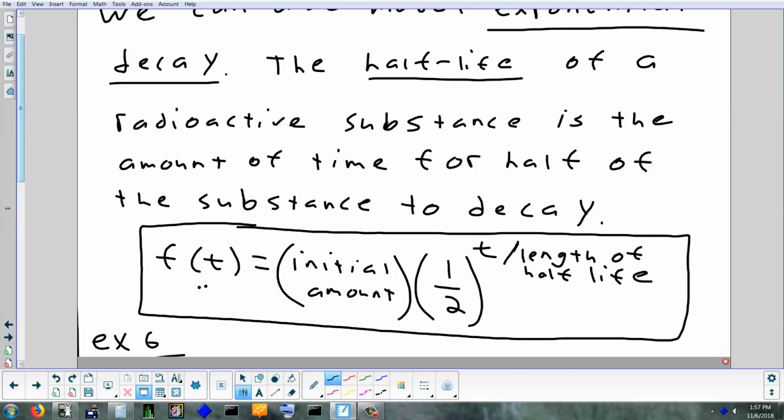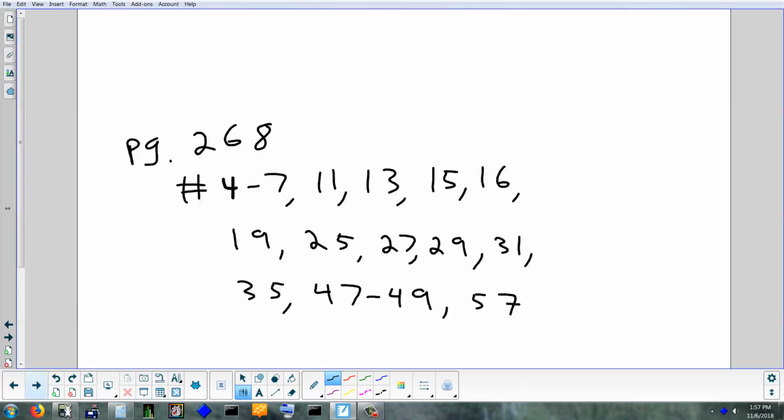So if we need to go over a doubling and a half-life, we can do that. There's one of each in the homework. We'll go over it tomorrow.